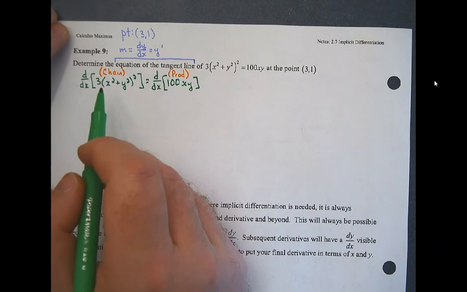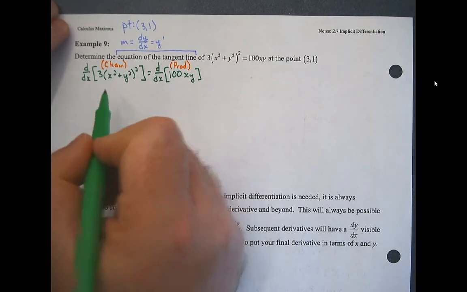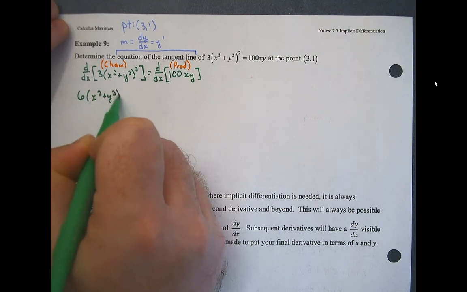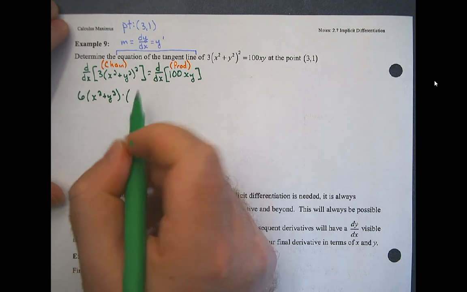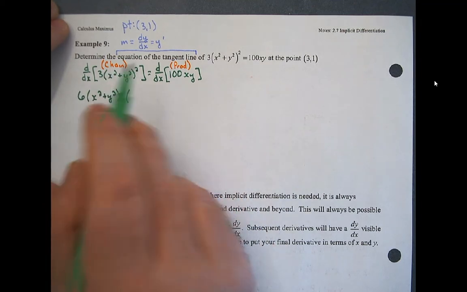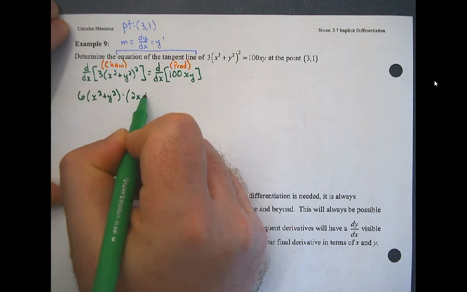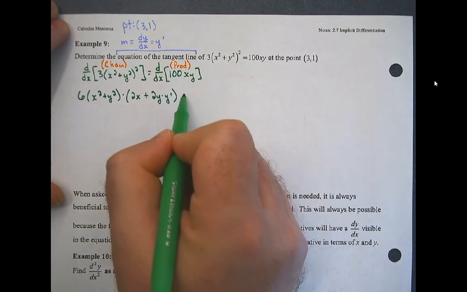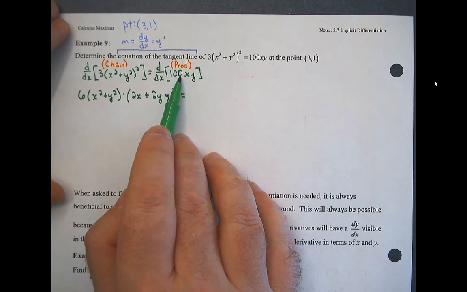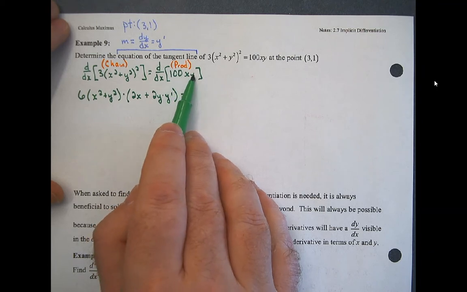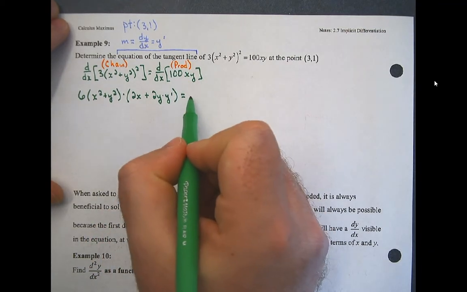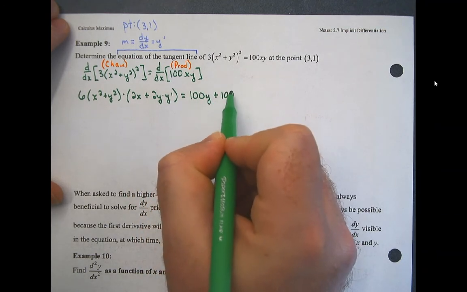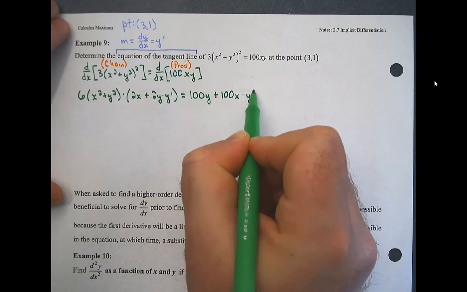Okay, so chain rule. 3 something squared. The derivative of 3 something squared is 6 something to the first times, now I got to do the derivative of the something. This is a sum rule, so the derivative of x squared is 2x, plus the derivative of y squared is 2y, y prime. Equals, okay, this is a product rule. 100x is my u, y is my v. So u prime would be 100 times v plus u, which is 100x, times v prime.